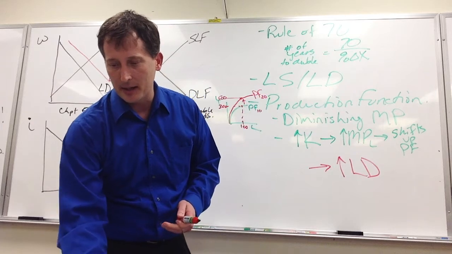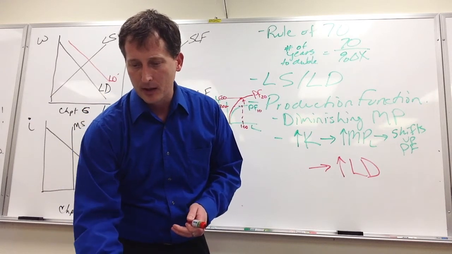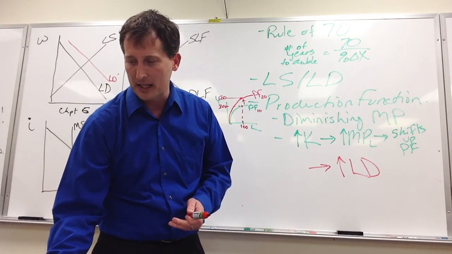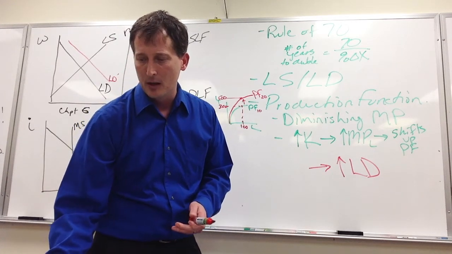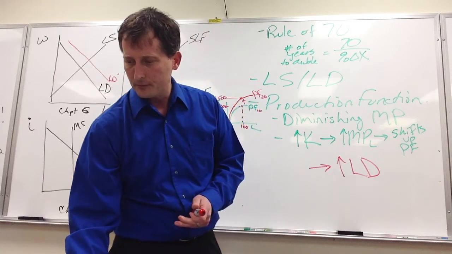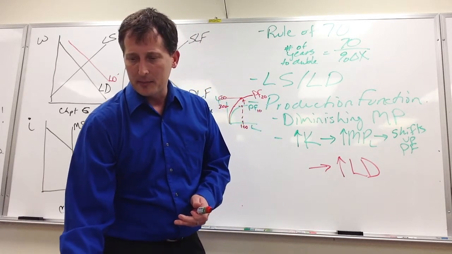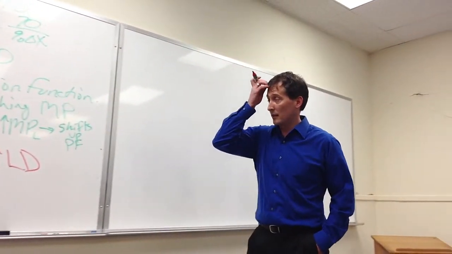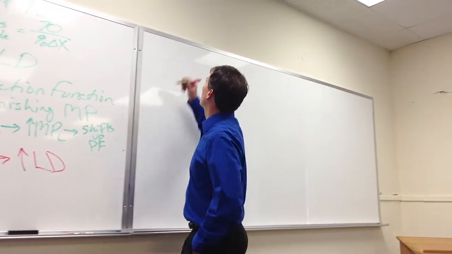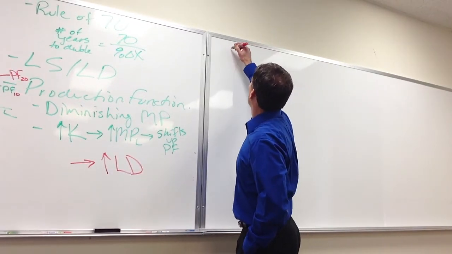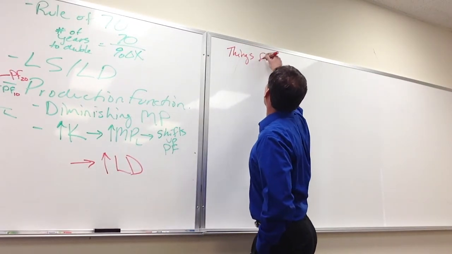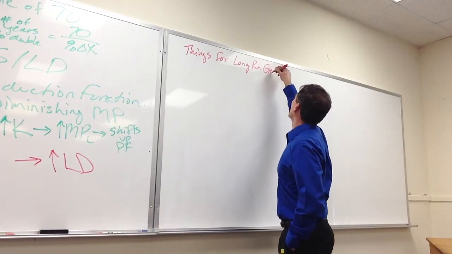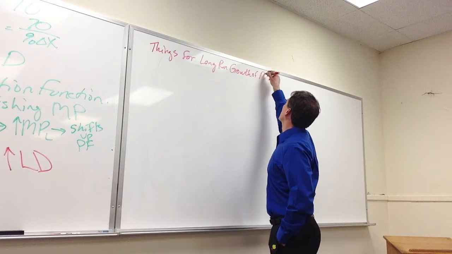All right, so that was all the productivity of labor. Technology was another shifter. We went through all the shifters before. That's why those shifters are important to know. The last part of this chapter talks about the things that will improve long-term growth, long-run growth of real GDP.